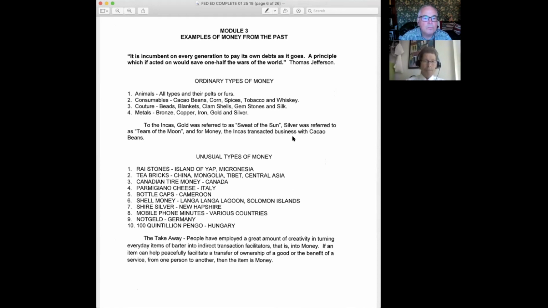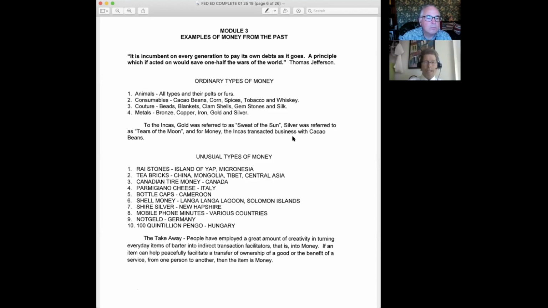Also do note that each module, which you're showing in the form, has an opening quote and a takeaway. Module 3 is examples of money from the past. The reason I did this one is to give an indication of how many different things have been money over the history of humanity. I've broken them up between animals, consumables, couture, such as beads, blankets, clamshells, and metals, not only gold and silver, but bronze, copper, and iron, just in lumps, not so much coins.